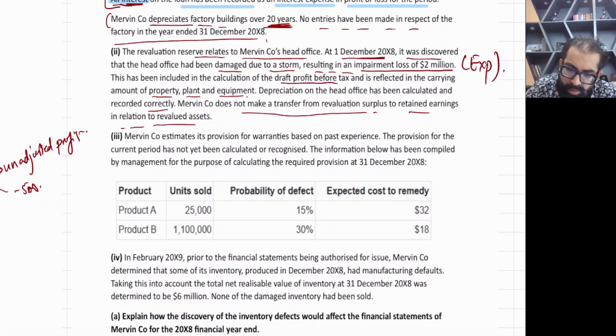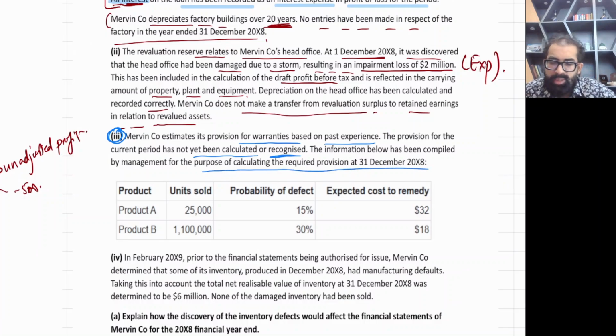Now this is IAS 37 in its simplest form. I must say IAS 37 in its simplest form. You do this type of thing at F3 level. Mervin Company estimates the provision for warranties based on past experience. The provision for the current period has not yet been calculated or recognized, so we need to make the current year provision at year end. The information below has been compiled by management for calculating the required provision. These are the units, these are the probabilities, and this is the estimated cost.